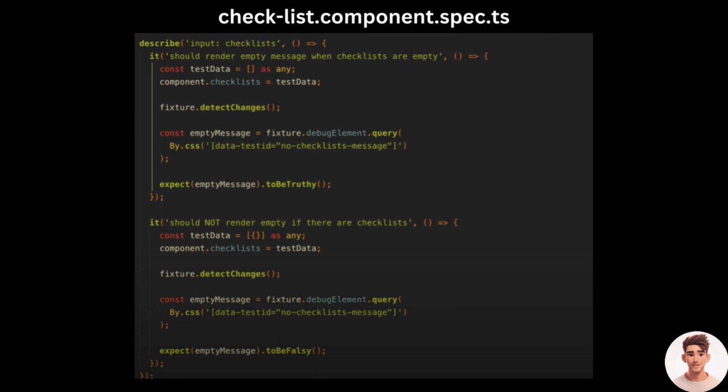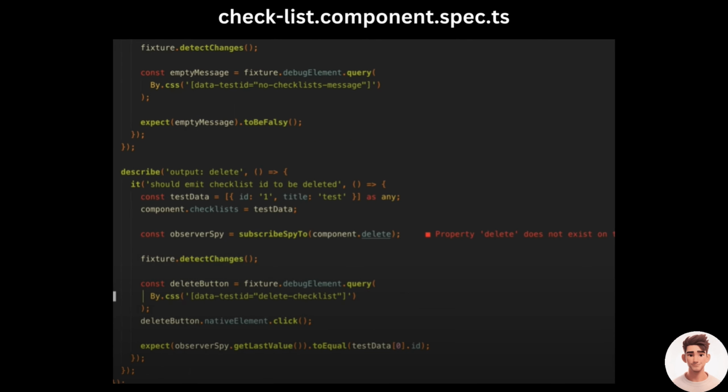Another responsibility of this component is that it should display a delete and edit button for each checklist. And when those buttons are clicked, it should emit the ID of the associated checklist so that the parent smart component can then handle editing or deleting that particular checklist. Let's focus on the output for the delete event.